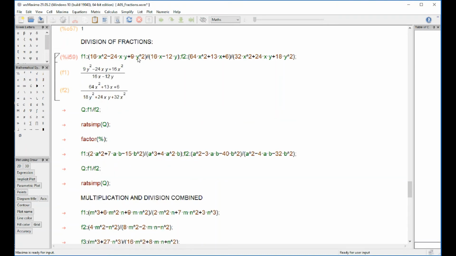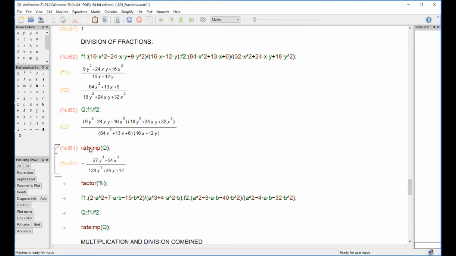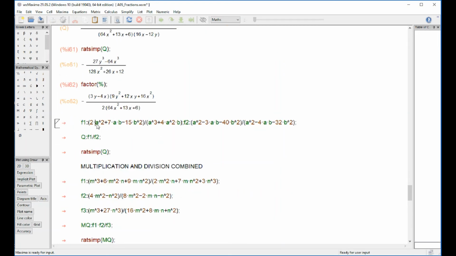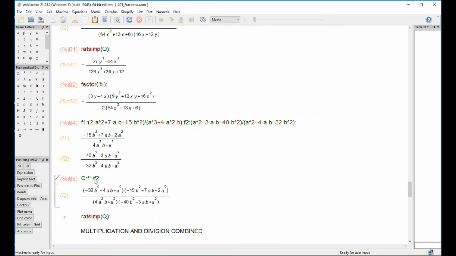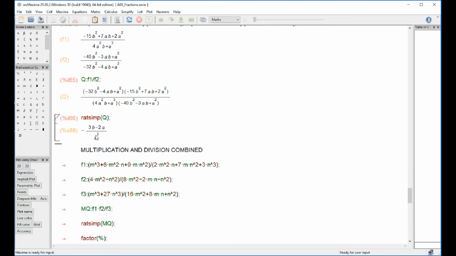A rational simplification here. Actually, we have two different fractions, f1 and f2. I'm going to divide f1 by f2 and simplify rationally to give me this result. If I factor them out, I do get some factorization in the numerator because of the difference of 2 cubes, but nothing in the denominator other than the value of 2. f1 and f2, quotient f1 over f2, rational simplification, gives me that result.